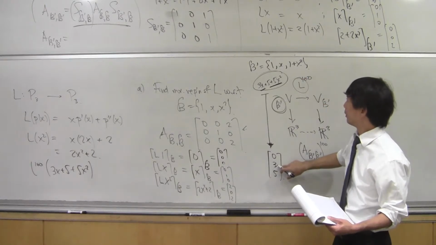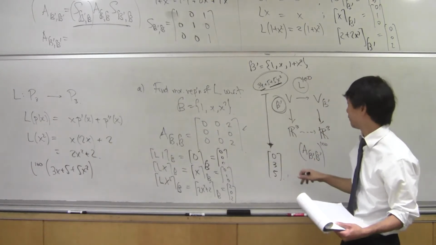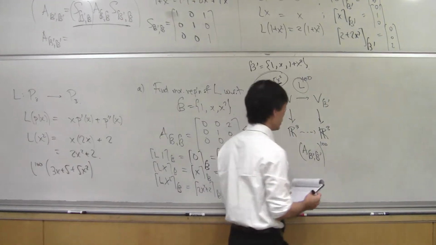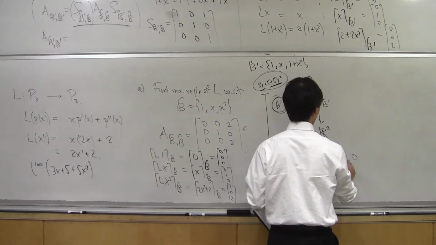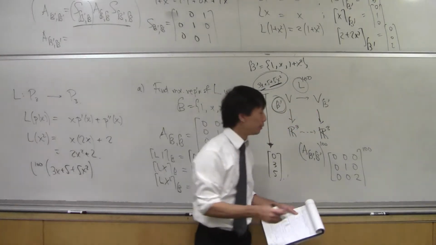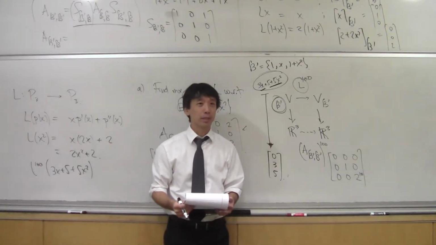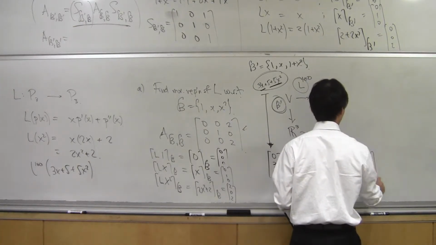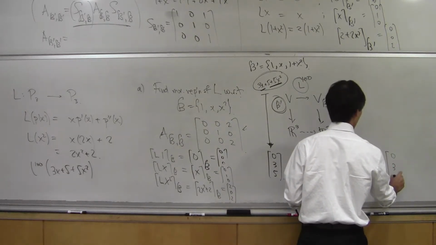Right? So I have 0 ones, 3 x's, and 5 of this third vector. And then I want to multiply it by the matrix 100 times. But this is great, right? This is a diagonal matrix: 1, 0, 0, 0, 1, 0, 0, 0, 2, to the 100th power. It's a diagonal matrix, so when you multiply, you're just multiplying by the entries. So when we multiply this, it's easy, and we end up with 0, 3, 2 to the 100 times 5.